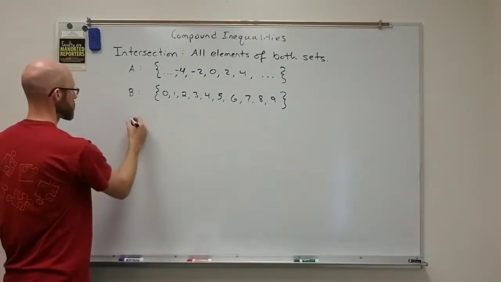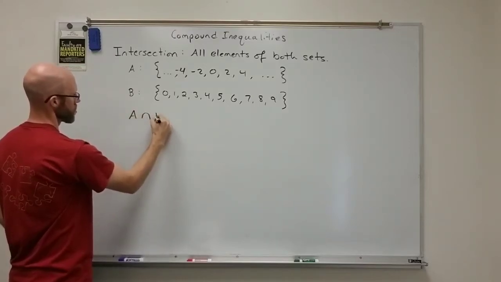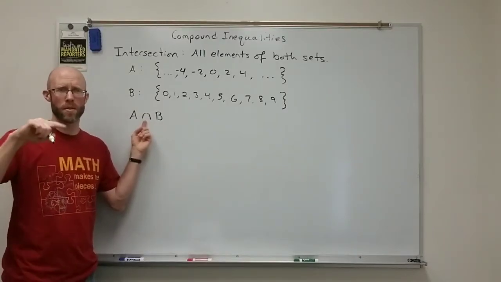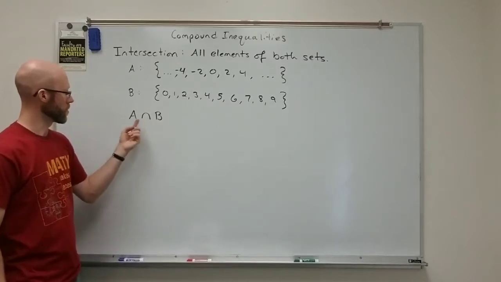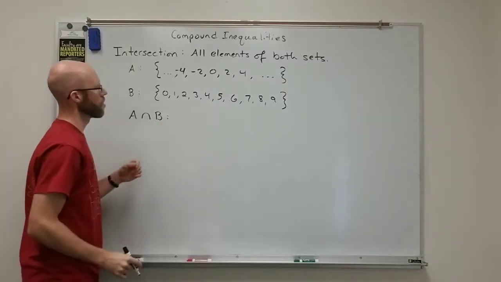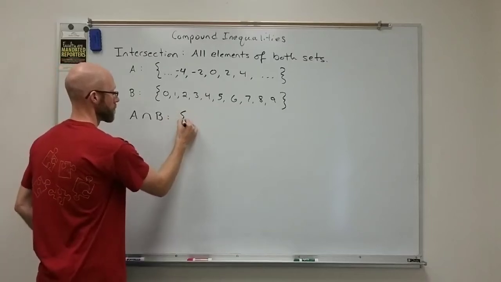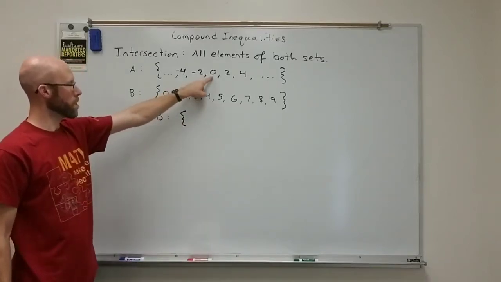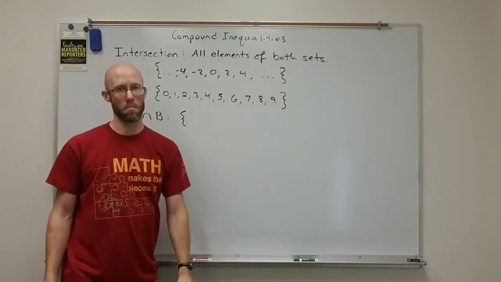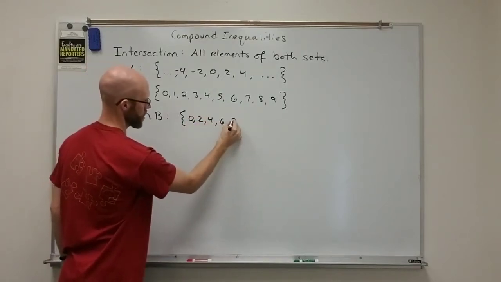Okay? So the intersection is labeled with this sort of upside down U sort of shape, kind of like a rainbow. All right, so that's the intersection symbol, and A intersect B is all of the numbers that are in both sets, right? Both sets. So, well, the number 0 is in both, 2 is in both, 4 is in both, 6 and 8 would also be in both, okay? So the intersection would be 0, 2, 4, 6, 8.